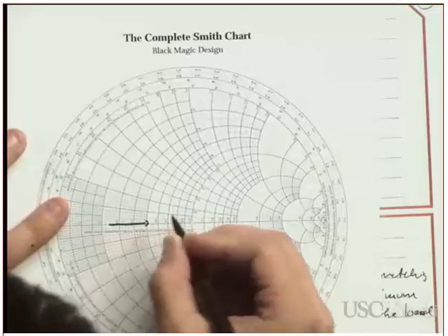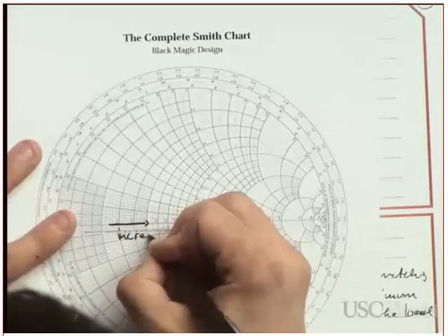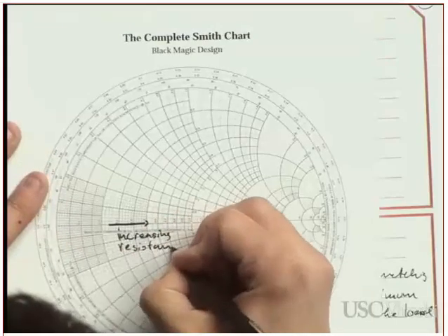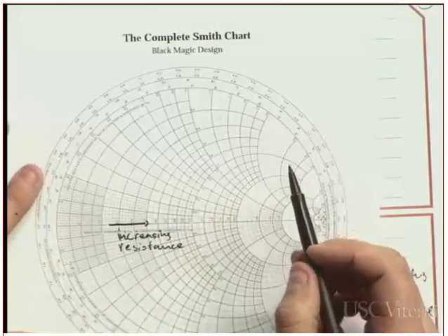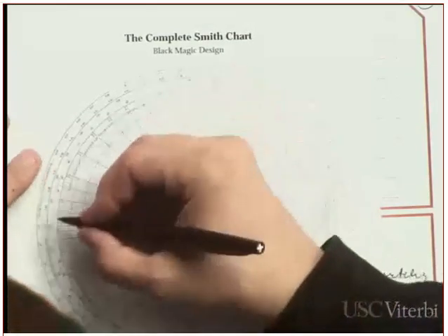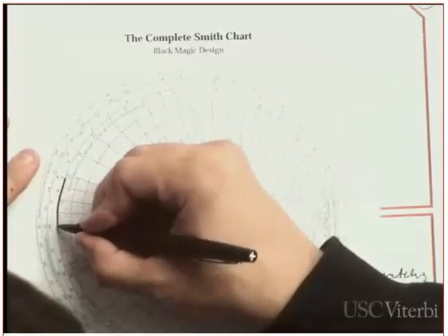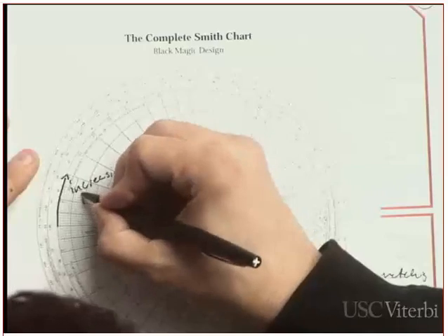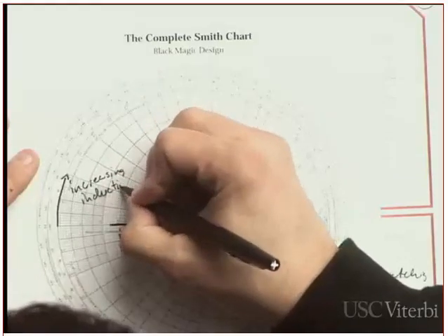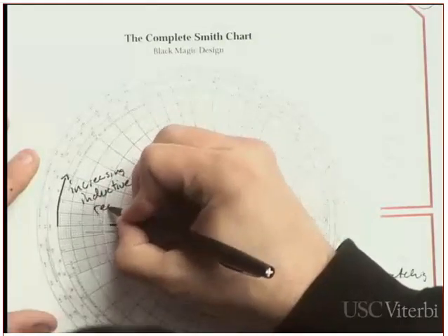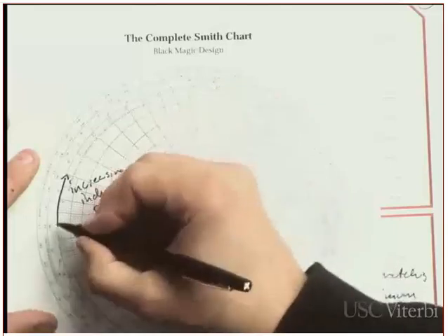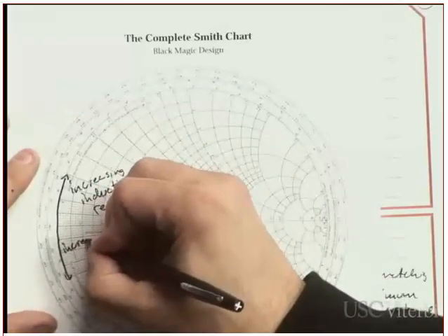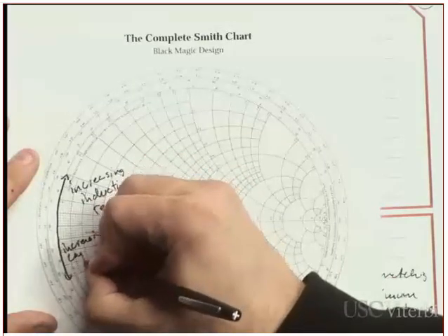But basically, this direction is increasing resistance. This is marked on, these ones are marked on here. This is increasing inductive reactance. And this is increasing capacitive reactance.